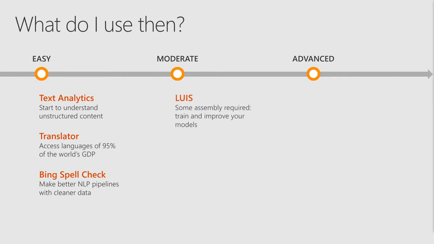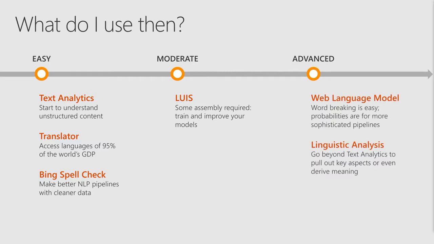The next step when looking at natural language technologies is Lewis. Now, Lewis is a little bit more complex because you need to provide your own data to train it. The training process itself is simple, but you do need to collect the data and provide it to Lewis before you can start interacting with the service. And then finally, the advanced options, the web language model and linguistic analysis. As discussed, they're English only. They do provide advanced natural language capabilities, but will require a similarly advanced natural language pipeline or application to take advantage of them.